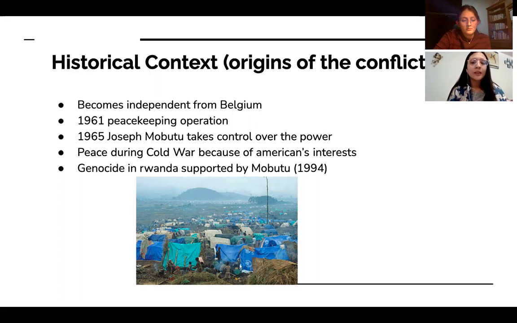So we're going to start talking about its independence from Belgium. We have to remember that the Democratic Republic emerged from the nationalist movement with the holding of parliamentary elections in May 1960. After that, in July 1960, the Belgian troops intervened to protect Belgian interests and attempted to secede Katanga province.